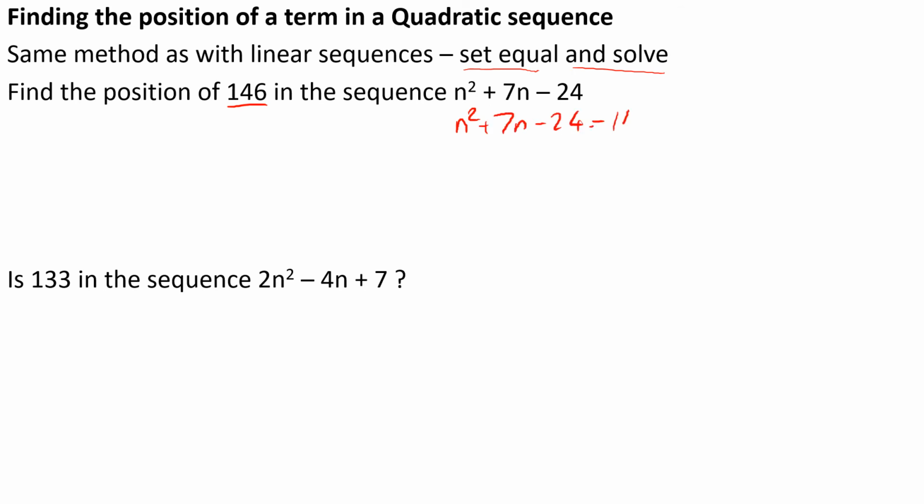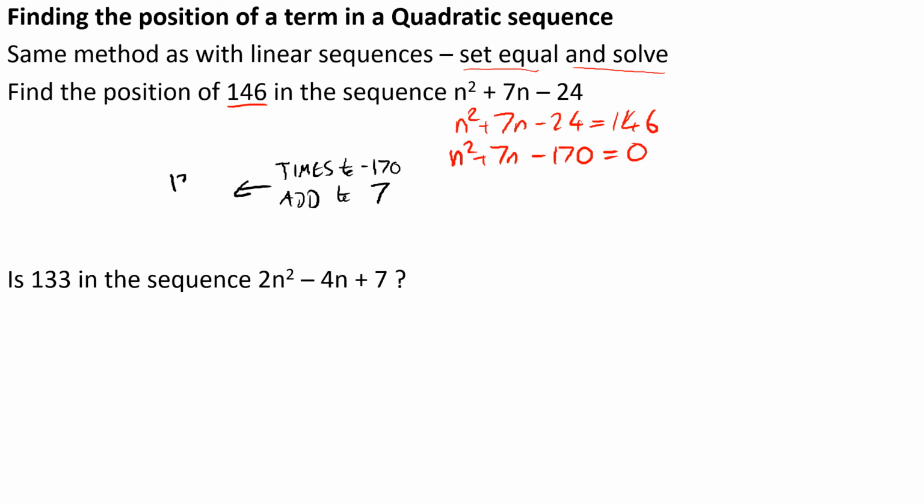So set it equal to 146, and then we want to make one side 0 if we're solving a quadratic, so we will subtract the 146 to get 0. And then this is a multiply and add situation. We want to find two numbers that times to minus 170 and that add to 7. That might seem quite tricky, but they're actually quite nice, these ones. This is 17 and minus 10.